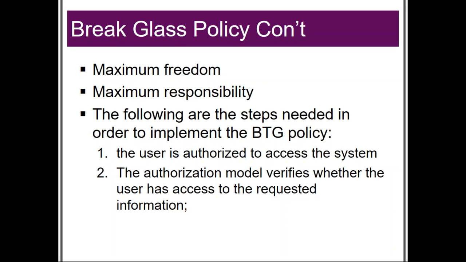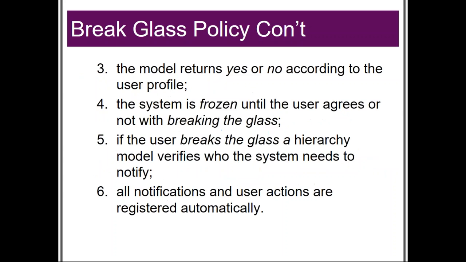Number one, the user should be authorized to access the system in the first place. So the user is authorized to access the system, and then once he gets in, searches for information. Number two, the authorization model that we choose is going to verify whether that user has access to the requested information. So not only could he get in, but is he supposed to access that information? The third thing, the model should return a yes or no according to that user profile.